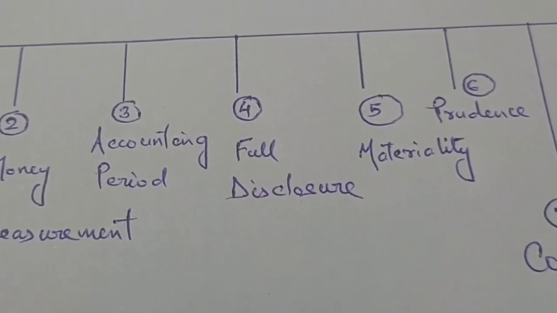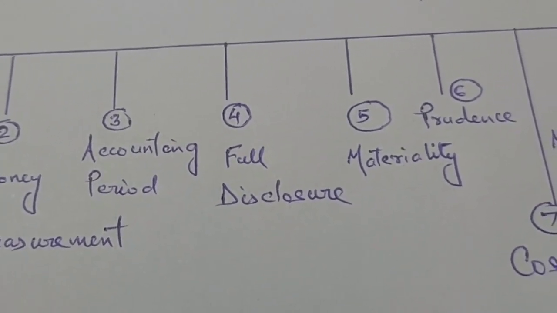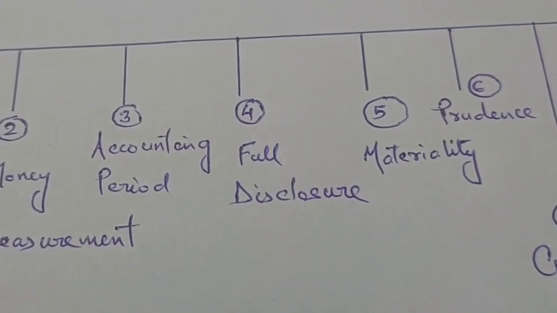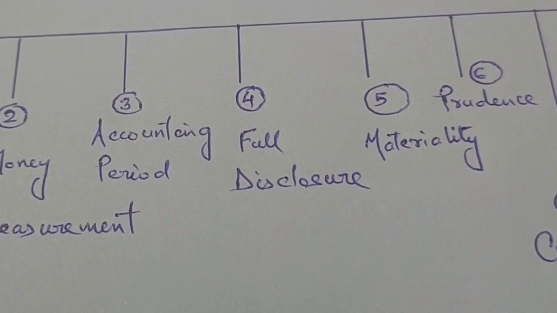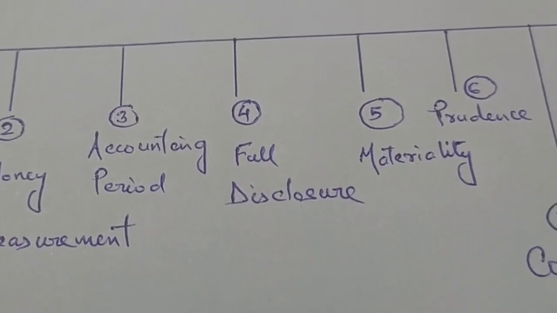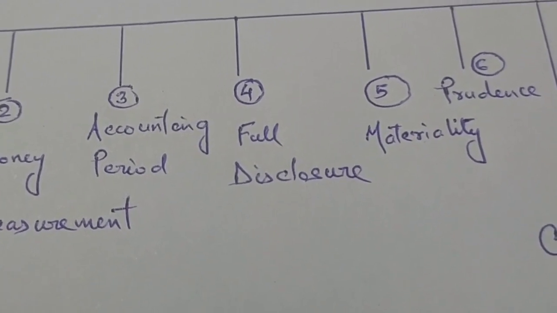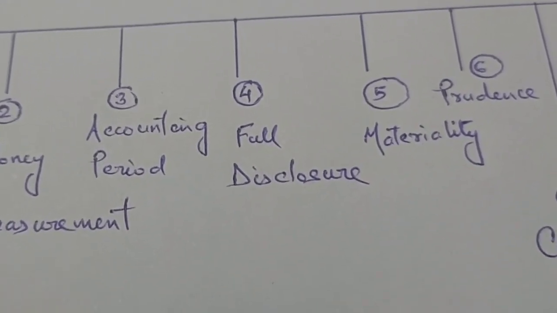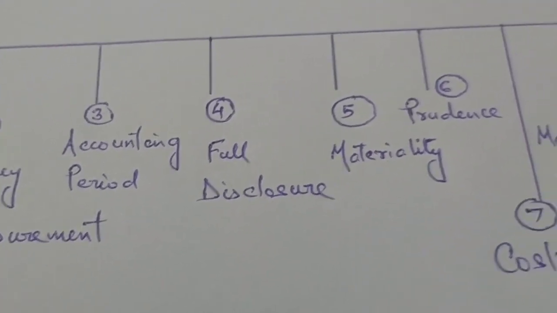So it is decided that profits or losses of the business will be calculated after 12 months, and these 12 months are known as accounting period. Or we can say the life of the business is divided into small parts, and that small part is 12 months, and it is known as accounting period. And after completion of each accounting period, we calculate profit or loss and financial position of the business.